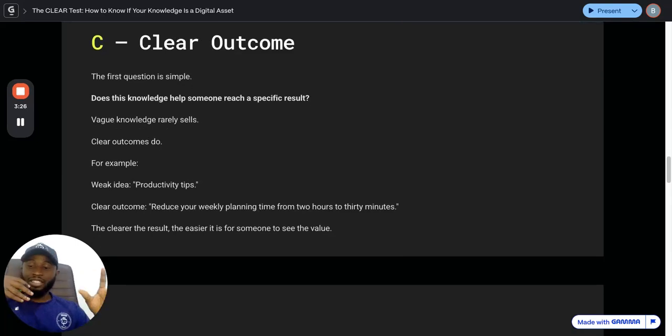Let me give you a quick example. Productivity tips. Okay, to do what? Now, the clear outcome: reduce your weekly planning time from 2 hours to 30 minutes. The clearer the result, the easier it is for someone to see the value. Someone who has an issue with weekly planning and spends 2 hours planning their week, with you coming with your guide or anything you want to package, and you can shorten it to 30 minutes for them, that will be something valuable to them.